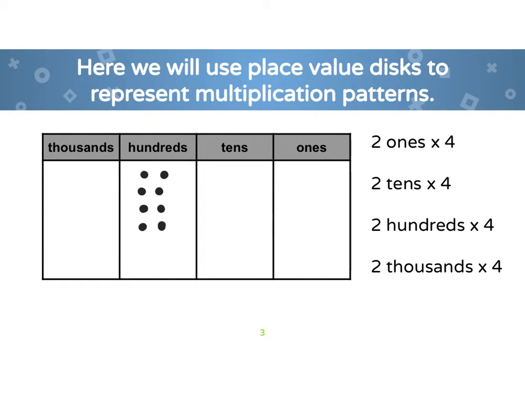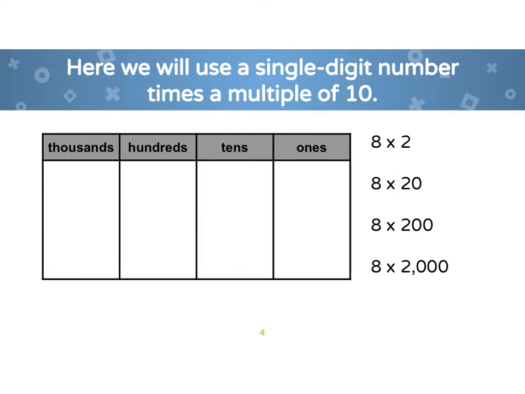And then if I did the same thing with thousands, I have 2 thousands, and I have them 4 times, then I would have 8 thousands. So that would be the pattern. Okay, so here we will use a single digit number times the multiple of 10.